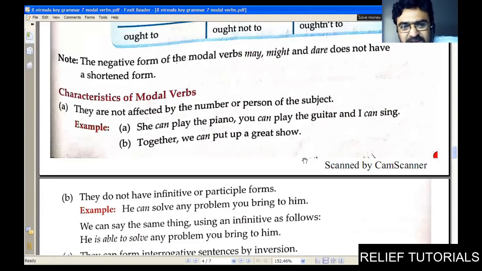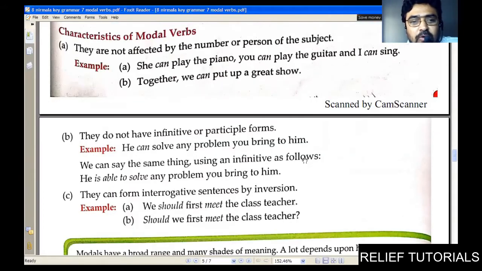Second example: together, we can put up a great show. Again, can remains the same no matter what the noun or the pronoun is. They do not have infinitive or participle forms. They simply go in the bare infinitive form, followed by the main verb. So can is always can, nothing other than this. So, he can solve any problem you bring to him.